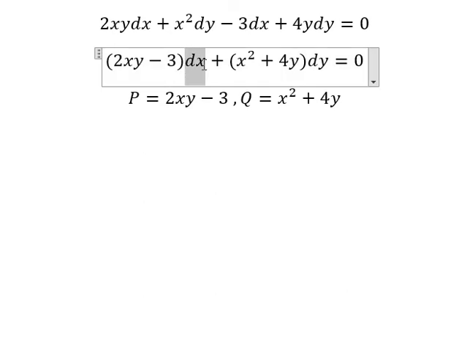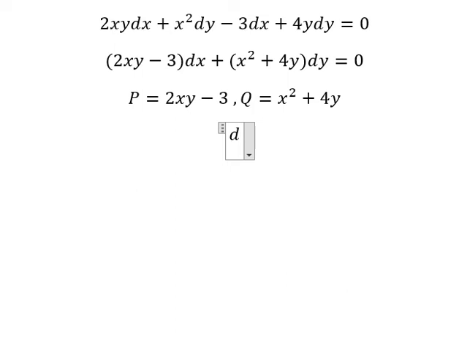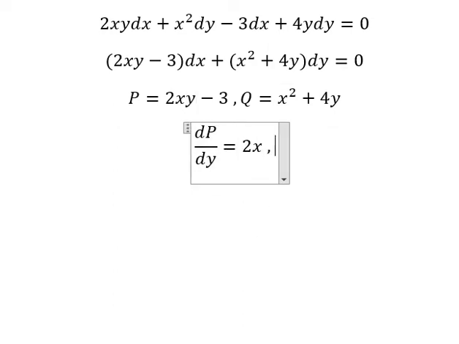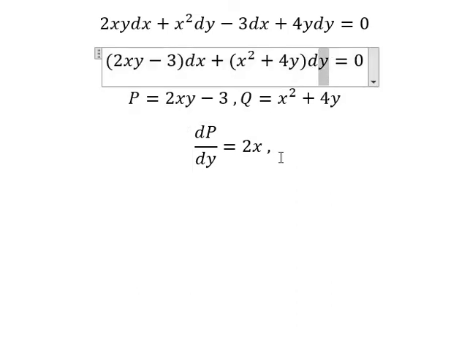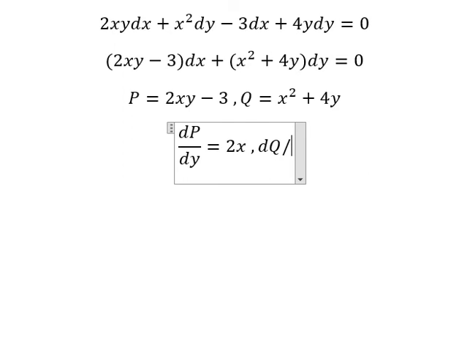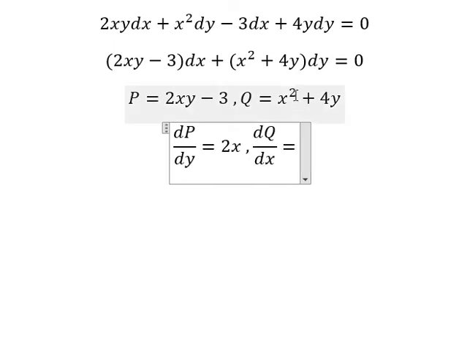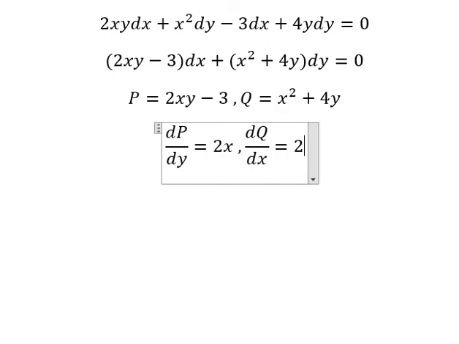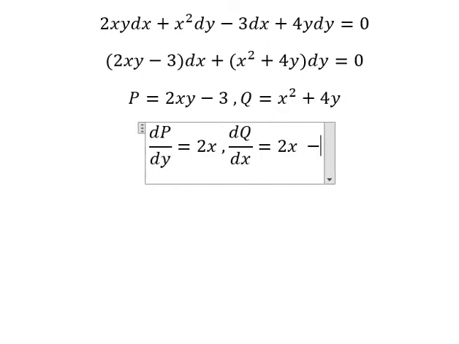So because we have dx, that means we need to do first derivative of p with respect to y. So this one we have only y in here. First derivative of y, we have number 1, so we have 2x. We have dy, that means we need to do first derivative of q with respect to x. So we just have only x squared in here, and that is 2x. And we know that they are exact.